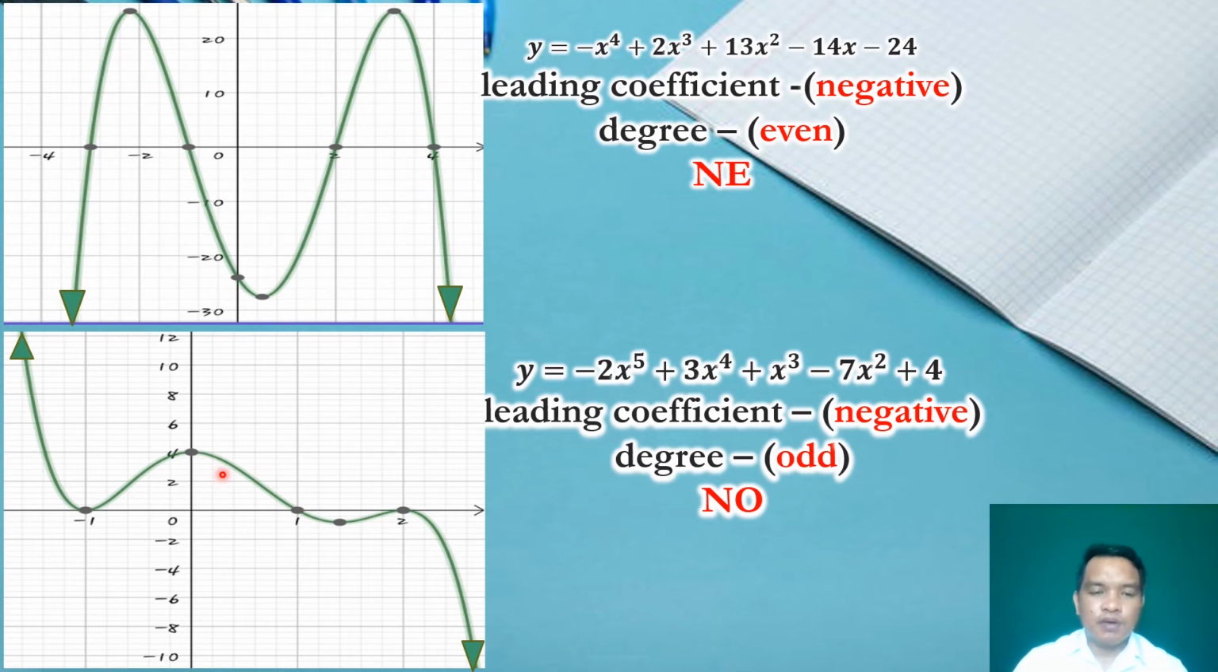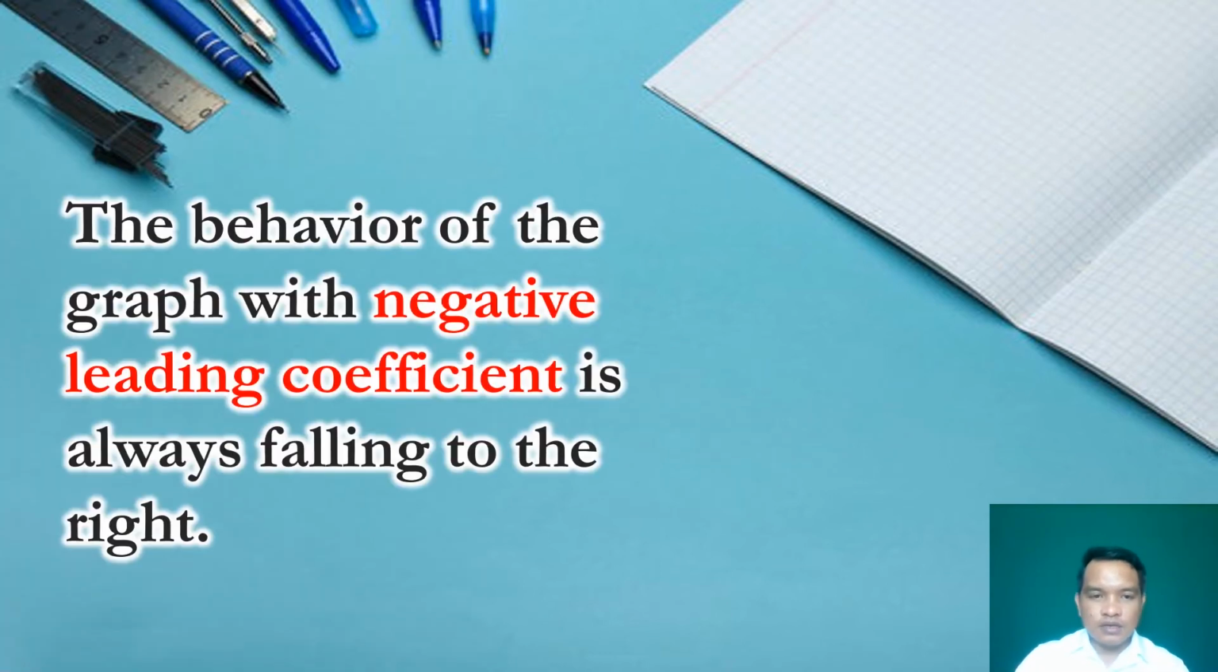Very good. Ang common sa kanila is they are both falling to the right. So ito, una, falling to the left, falling to the right. Ito naman, rising to the left, falling to the right. So they are both falling to the right. So therefore, if the leading coefficient of a polynomial function is negative, it is always falling to the right, whether yung degree niya is even or odd. Basta negative ang leading coefficient, falling to the right yan. Next. So ito na, the behavior of the graph with negative leading coefficient is always falling to the right.